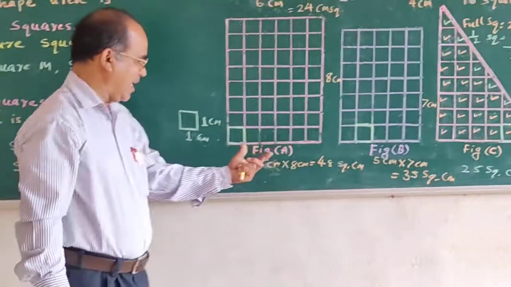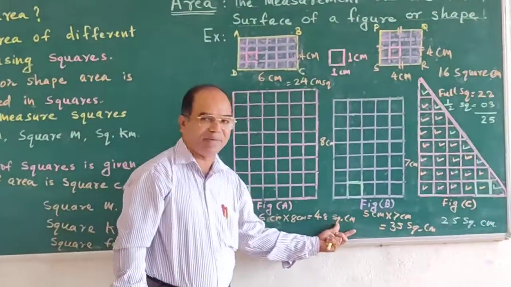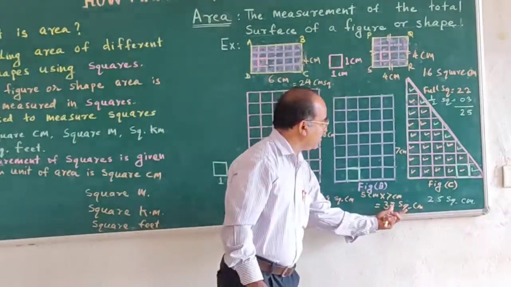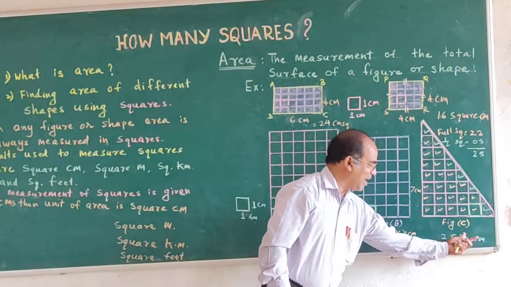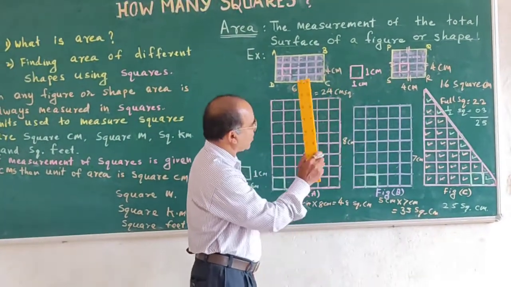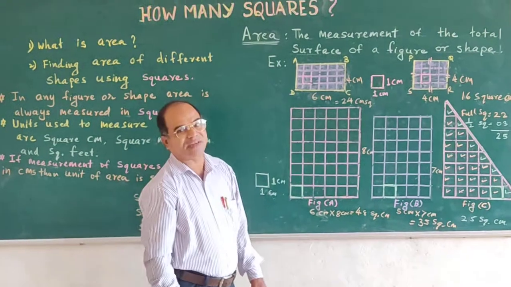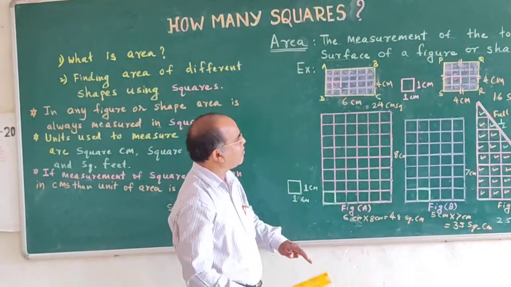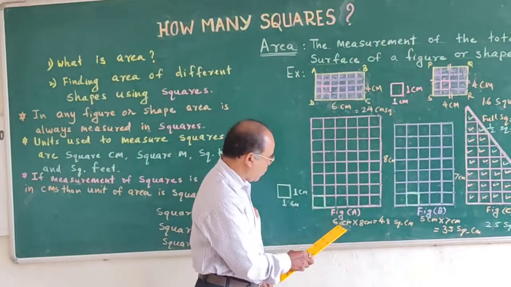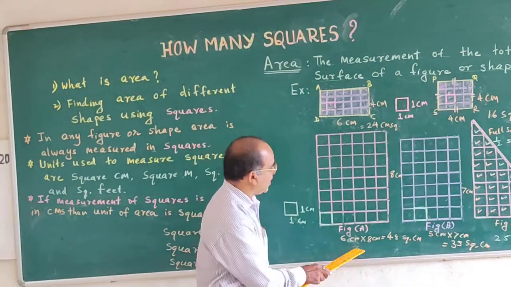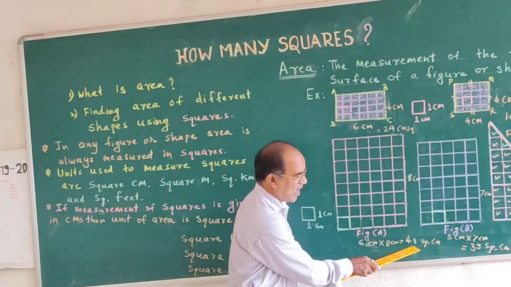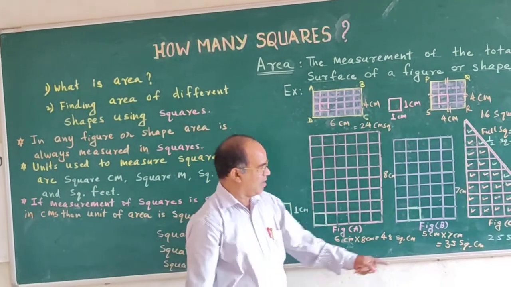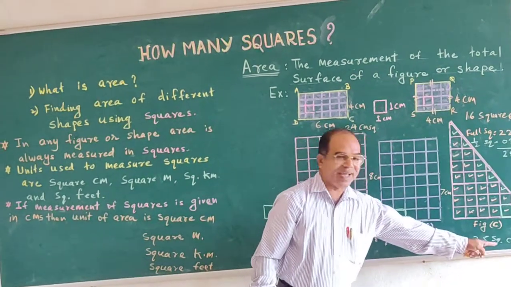You can see here the area of the first figure is 48 square centimeters, the second figure is 35 square centimeters and 25, because in all figures there are squares. All figures are divided into squares of 1 centimeter each. Now we can compare the areas of these figures. So which figure has the bigger area? Figure A, because it has 48 squares. And which figure has less area? Figure C, because it has 25 squares.